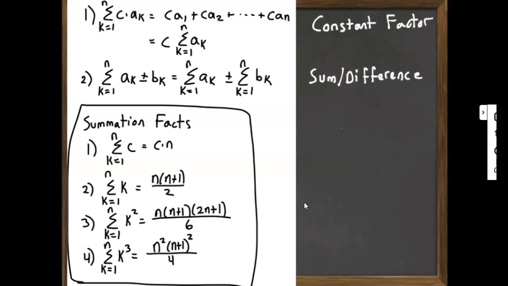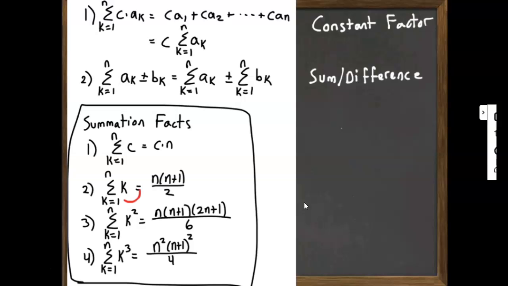And then underneath that, we have these summation facts. And these are some rules that can actually be proven. We're not going to go into the details of proving them. But these can actually be proven by a process called mathematical induction. The first one just says if you add a constant up as k goes from 1 to n, then that would actually just be c plus itself n times. In other words, just c times n. So that one's actually pretty clear. We don't even need a proof for it.